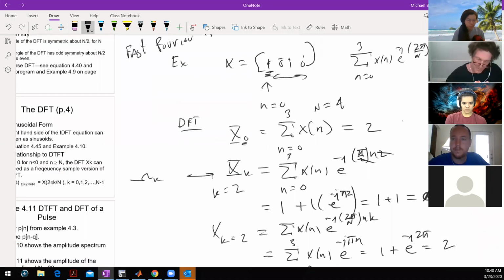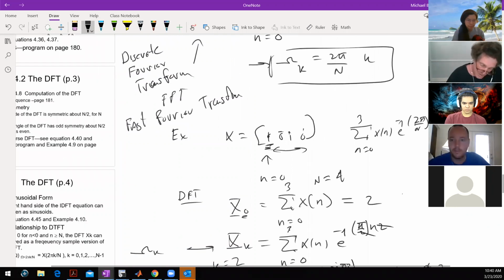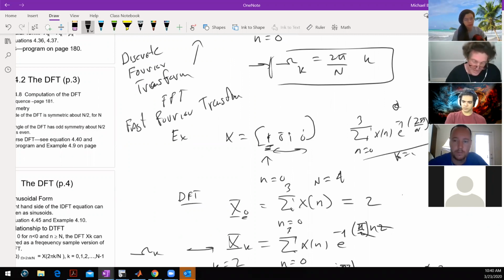All right, bear with me on this. Here's what I was talking about. This right here is going to have k equal 1, right? Right here. Y'all see it? Yes. That's k equal 1. All right, take the first value, 1 times e to the 0 is 1. So that's 1, right? The second value is 0. 0 times anything is 0. Third value is 1, right?